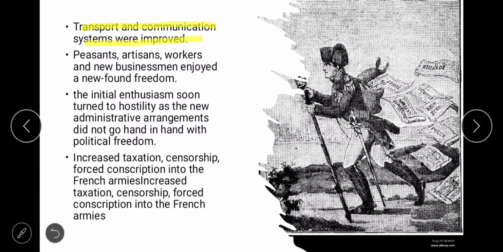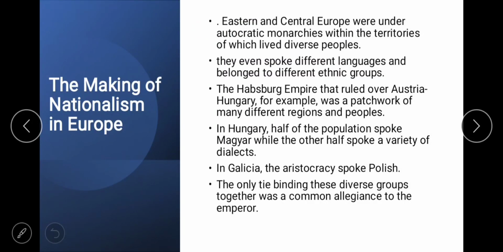Okay, so with this, we'll move on to the next topic, that is the making of nationalism in Europe. So, if we see Europe of the mid 18th century, we'll find that there were no nation states. Today's Germany, Italy, and Switzerland were actually divided into kingdoms, duchies, and cantons. They weren't nation states, whereas they were ruled as a variety of principalities. And then Eastern and Central Europe were under autocratic monarchies where diverse people lived.